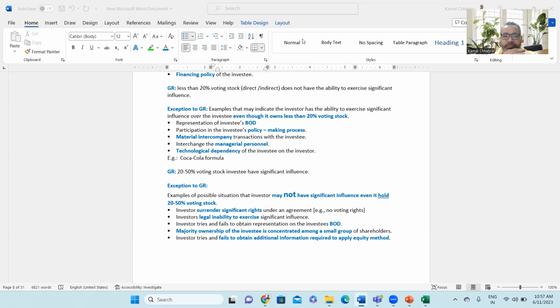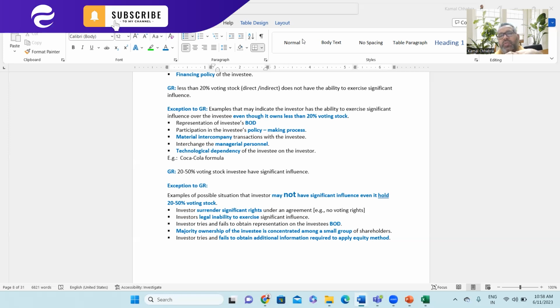Next is that majority ownership of the investee is concentrated among a small group of shareholders. That means you have 25% shares, but I have 75% shares, and I am not allowing you to participate in decision making. In that scenario, despite having more than 20% equity share, you cannot force your decision on any financial or operational matter of the company.